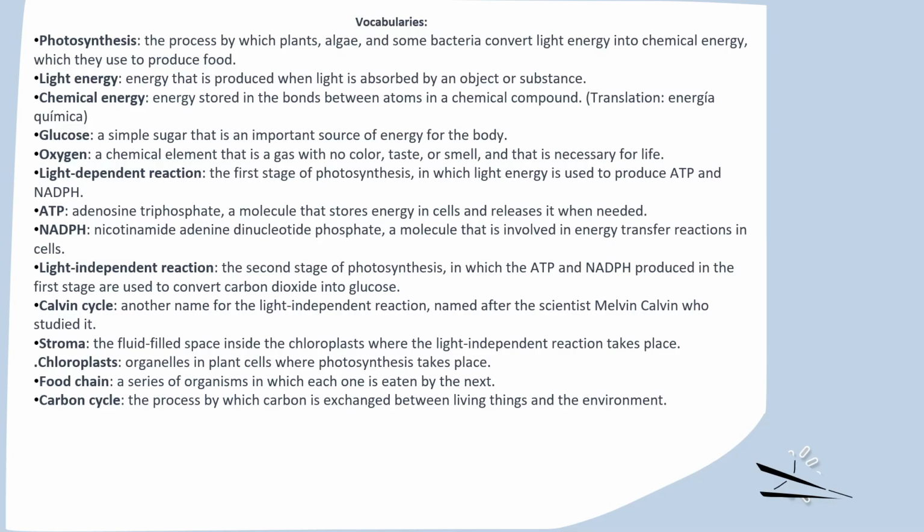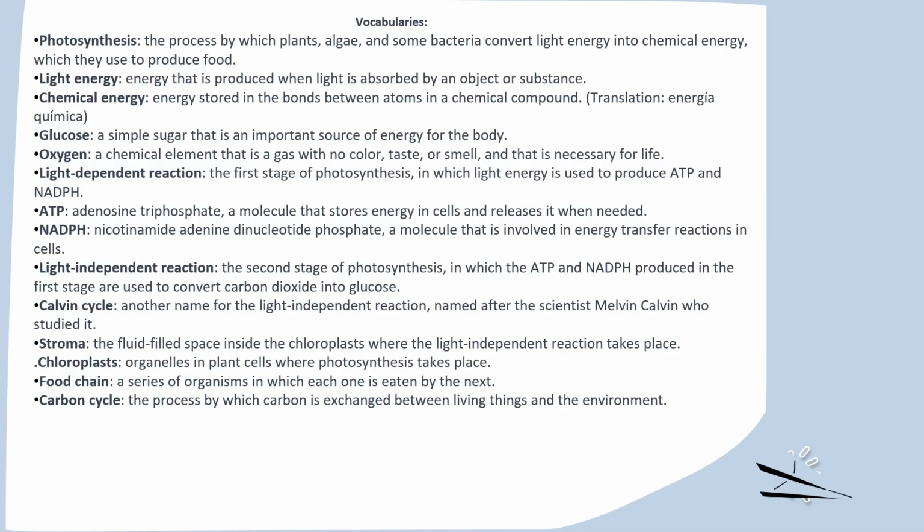Light-independent reaction: the second stage of photosynthesis, in which the ATP and NADPH produced in the first stage are used to convert carbon dioxide into glucose. Calvin cycle: another name for the light-independent reaction, named after the scientist Melvin Calvin who studied it. Stroma: the fluid-filled space inside the chloroplasts where the light-independent reaction takes place. Chloroplasts: organelles in plant cells where photosynthesis takes place.